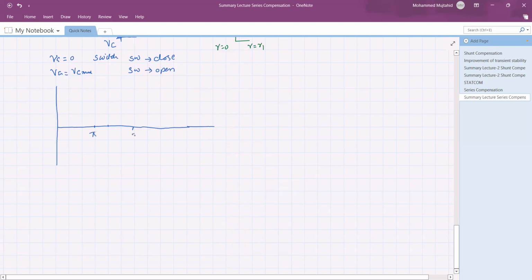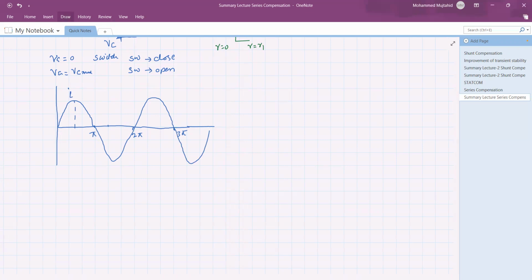So this is pi, this is 2 pi, and this is 3 pi. Okay, so here it is the positive half cycle, negative half cycle, again positive and negative, and so on. At the crest, the current is at its maximum value, because in the capacitor the current is leading by 90 degrees. So when the current is maximum, the voltage is 0.